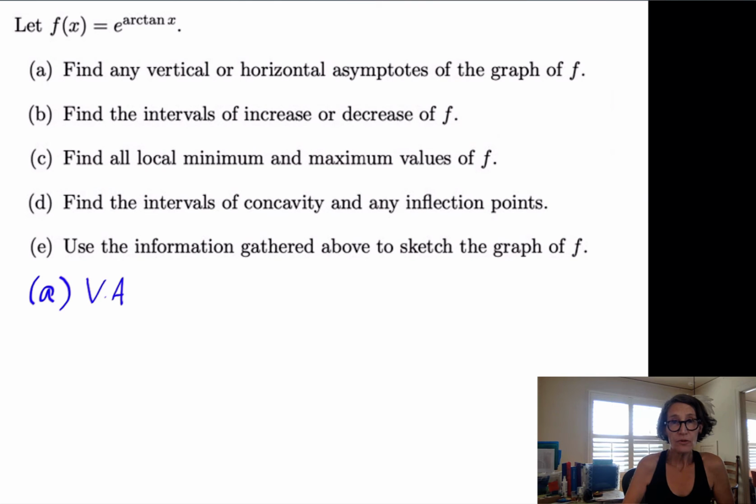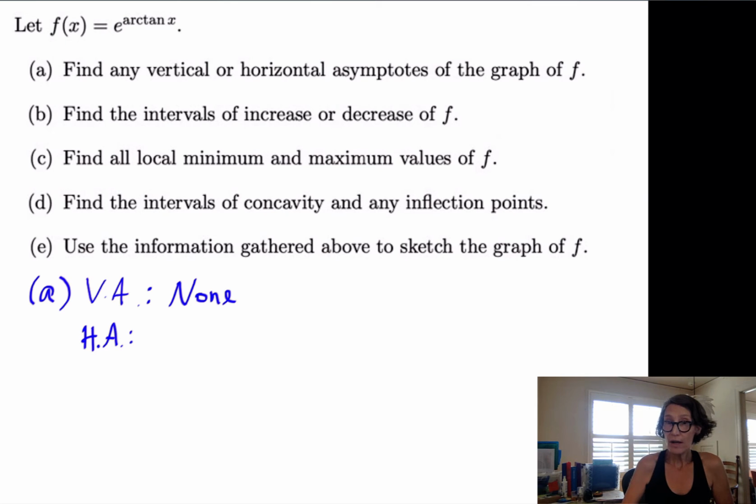To get the vertical asymptotes, we need to find places where the function is not defined. Well, we look at that function, e to the arctangent of x. Well, arctangent of x is defined on all real numbers, and the natural exponential is also defined at all real numbers. So there's no place where we could possibly get a vertical asymptote. So there are no vertical asymptotes for this graph.